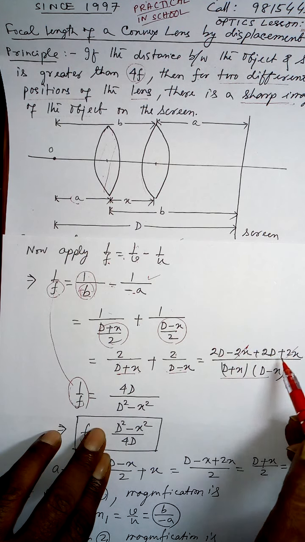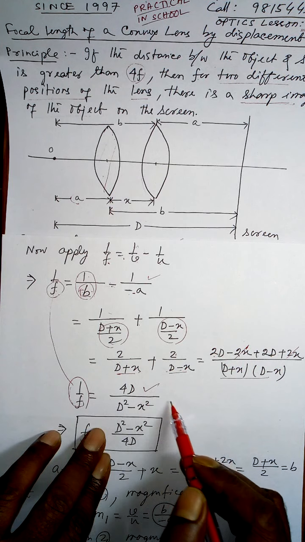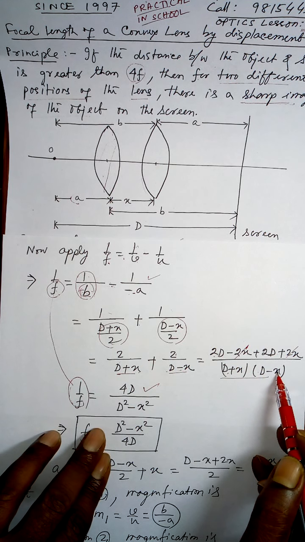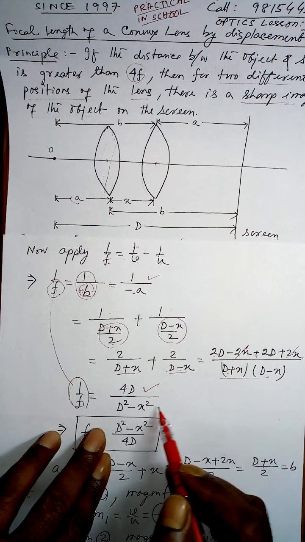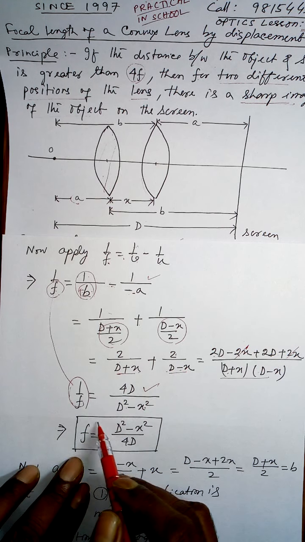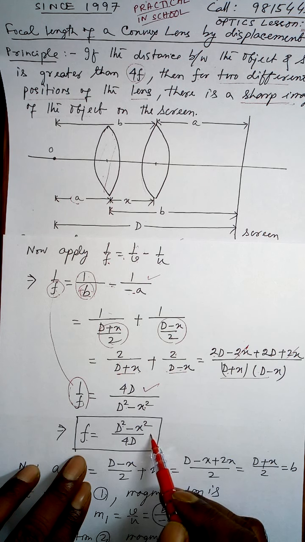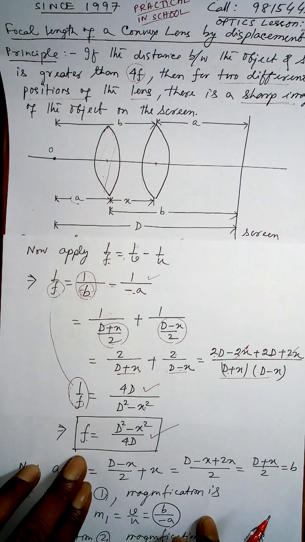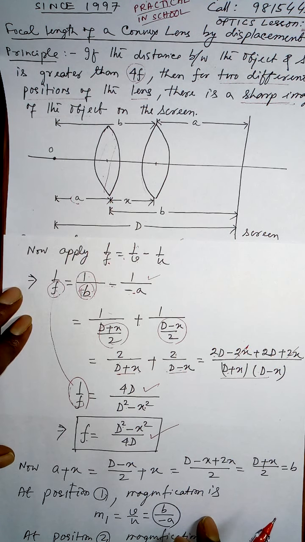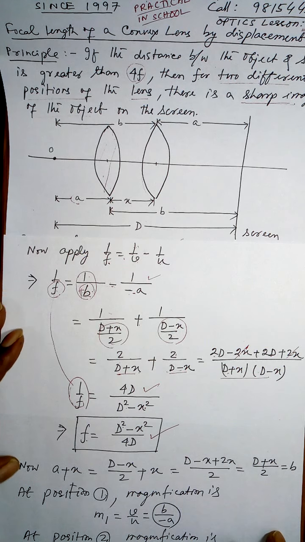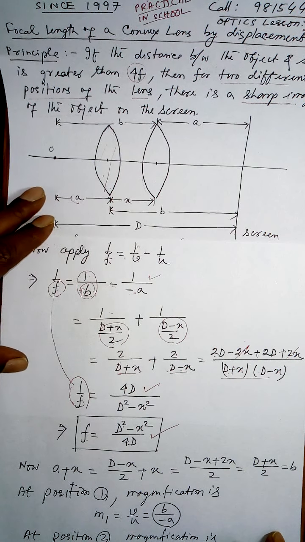Now this cancels, 2D plus 2D is 4D. (A plus b) into (a minus b) is a formula in algebra, so this becomes D squared minus x squared. So by cross multiplying, f is equal to (D squared minus x squared) over 4D. This is how you find out the focal length of a convex lens practically.